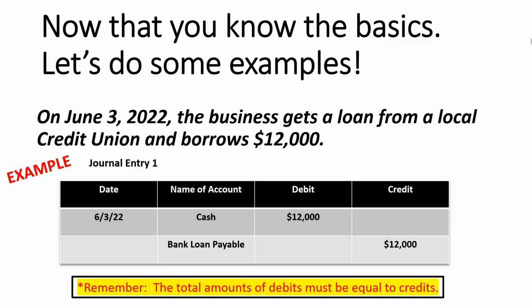You'll put the date in there, June 3rd, 2022. The name of the first account that is affected is cash, because we're getting more cash. Debit is the one we use because it's an asset and we're increasing it. So that's what we put there, $12,000 debit. And the next account that's also increasing, but it's a liability, is bank loan payable. And that is on the credit side. Remember, the total amounts of debits must be equal to the credits.